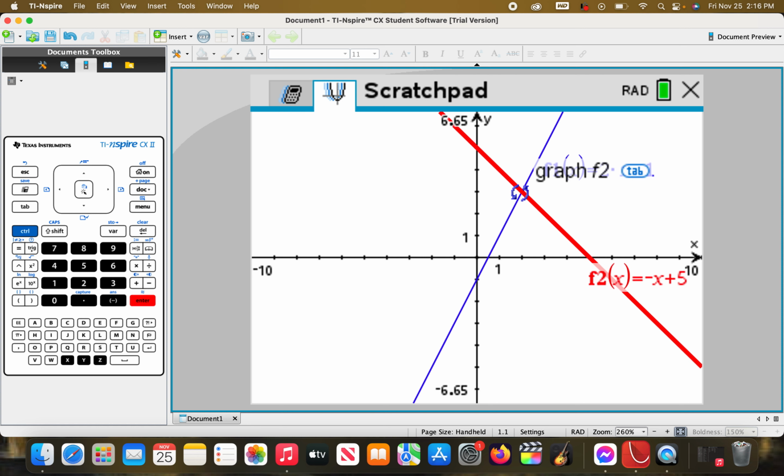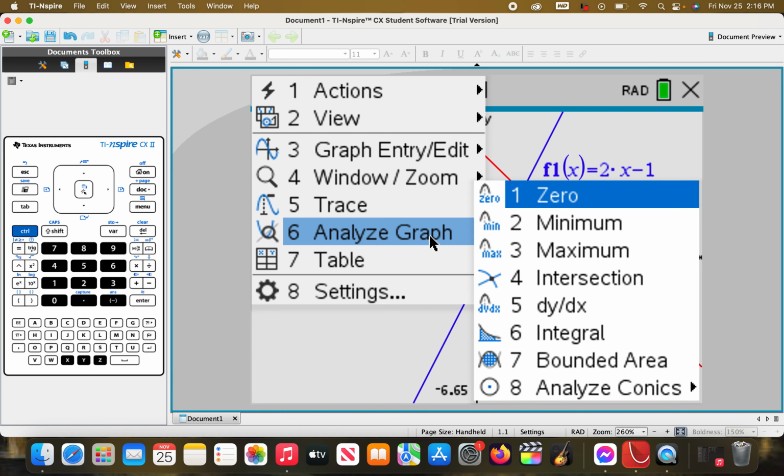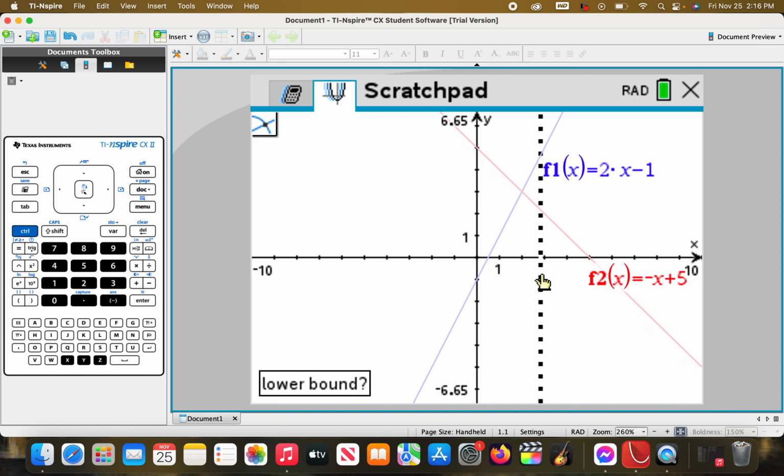But to get that exact ordered pair, although we can see it's 2, 3, we can confirm that by pressing menu and then pressing 6 and going to 4. Menu 6, 4 for the intersection.